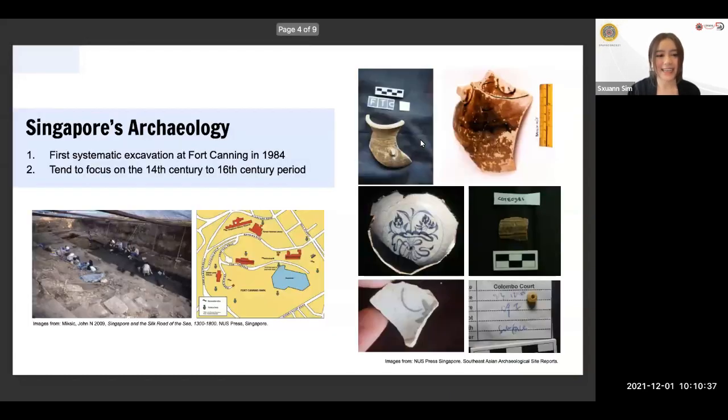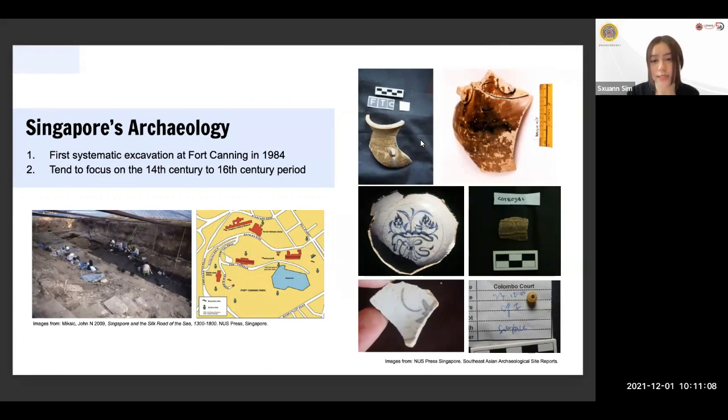Moving on to archaeology in Singapore. Archaeology in Singapore has come quite a long way since the first ever systematic dig conducted at Fort Canning in 1984, led by the current Emeritus Professor John Miksic. The excavation also proved that the then urban legend and myth of a palace site in Singapore during the 14th century was true.